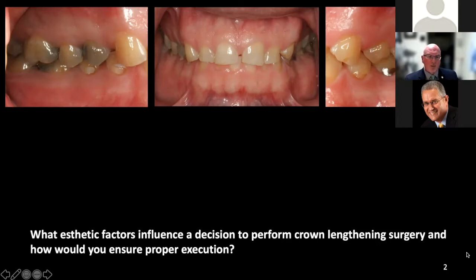From my wax up, as far as proper execution, I would create a stent that would allow my surgeon to see where I would like the incisal edge and where I would like the new gingival margin to be placed.